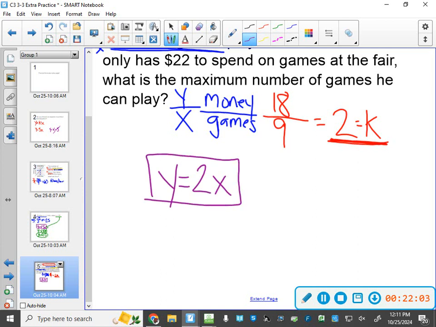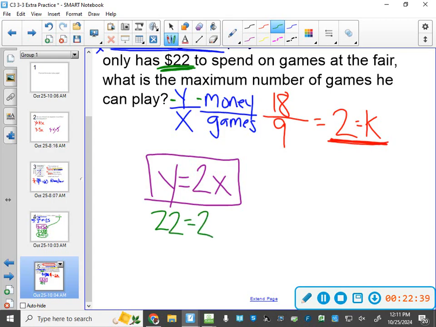This is my direct variation equation. It's in direct variation form because it's in y equals kx form. Very good. The last part now is it wants us to know, what about if I have $22? How many games can I play? Well, where would I plug in 22 to this equation? Would I plug it in for the x, Parker, or the y? Why are you saying the y? Because it's money and there's other games. Yeah, very good. Right here, if you look, that's money. Money is my y value. So I'm going to plug 22 in here.